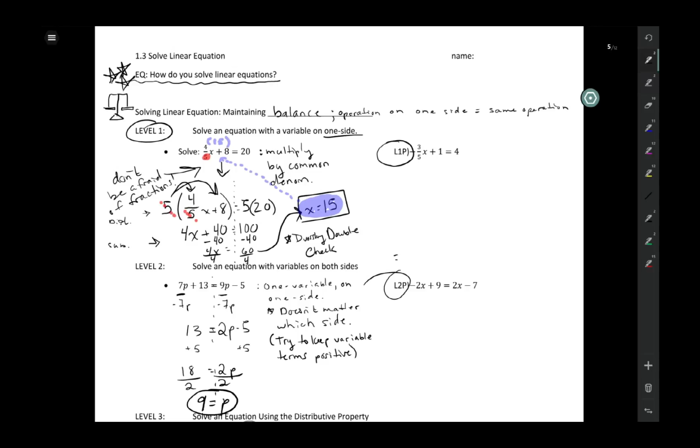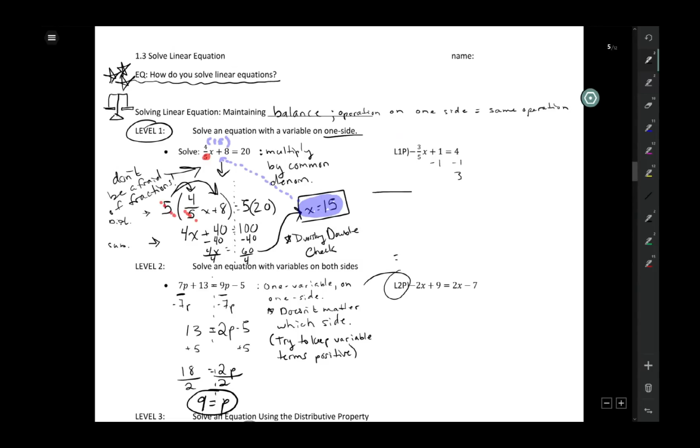So, thanks. If you're still with me, we will wrap through these real quick, okay? L1P, first thing we're going to look at is subtracting 1, opposite order of operations.